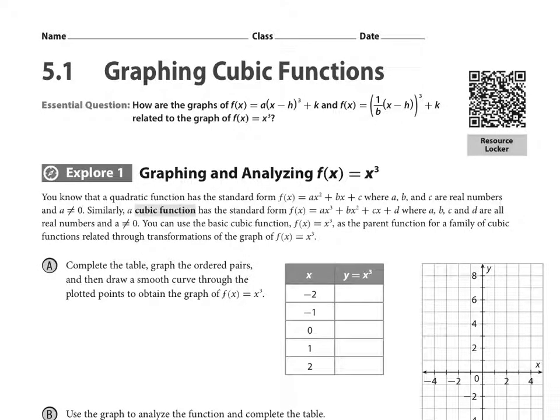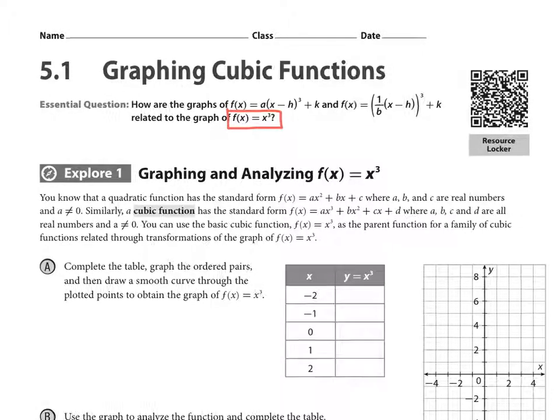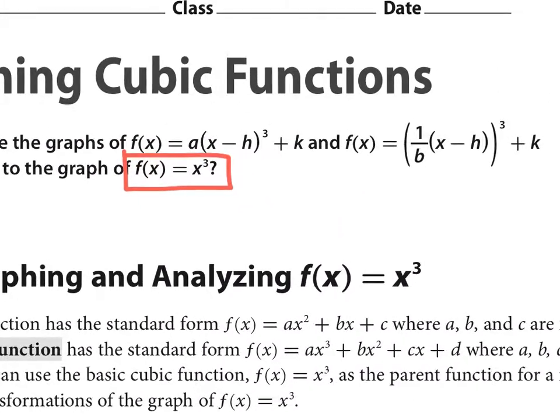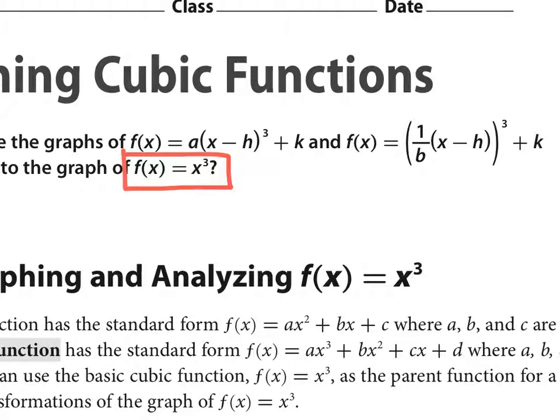So this is lesson 5.1. We're going to talk about graphing cubic functions. And as you can see at the top, the parent function of a cubic is f of x equals x to the third. And then we have these transformational forms, which should look very similar to what you've seen before for absolute value and for parabolas, where we've got maybe shifts to the left or right, and vertical or horizontal stretches or compressions.